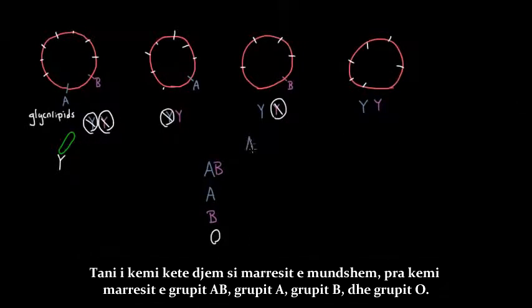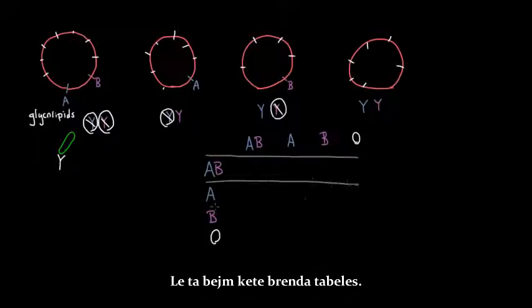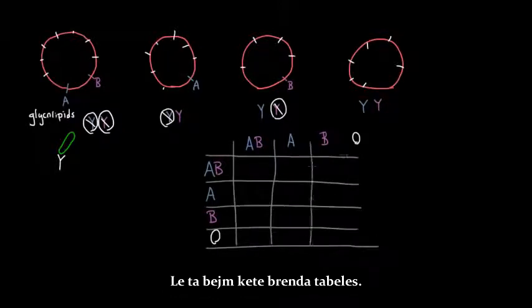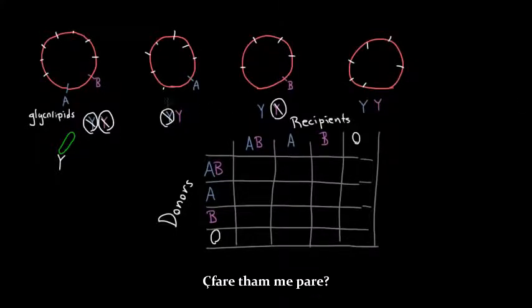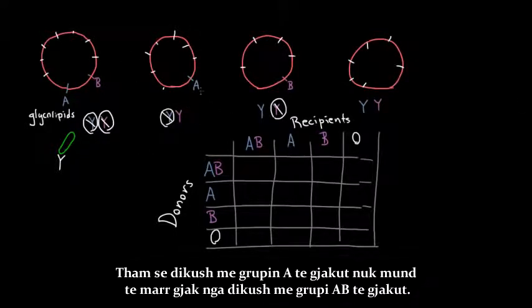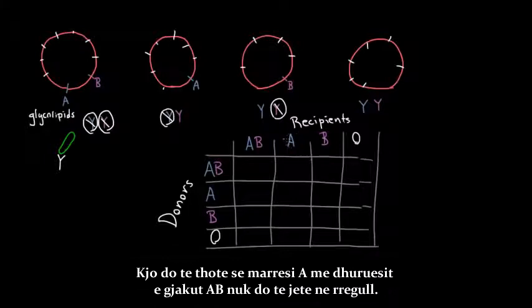And then we also have the same guys as possible recipients. So we have type AB blood recipient, type A blood recipient, type B blood recipient, and type O blood recipient. And let's make this into a table. Okay, so here are our blood donors, and here are our blood recipients. So what did we say before? We said that someone with type A blood cannot receive blood from someone with type AB blood. So that means that A recipient with AB donor is no good.